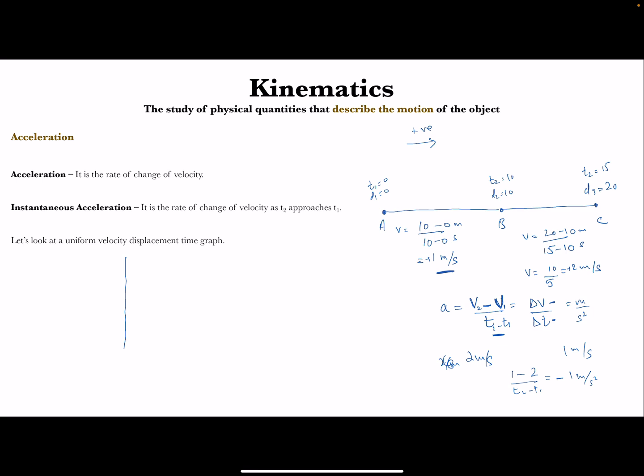This should be meters per second squared. Why? Because time is just seconds. But remember, velocity is the rate of change of distance, right? So if I replace velocity by delta D, it's delta D divided by delta T times delta T, so the bottom becomes seconds squared. So it's meters per second squared. Okay. So the uniform velocity displacement time graph.